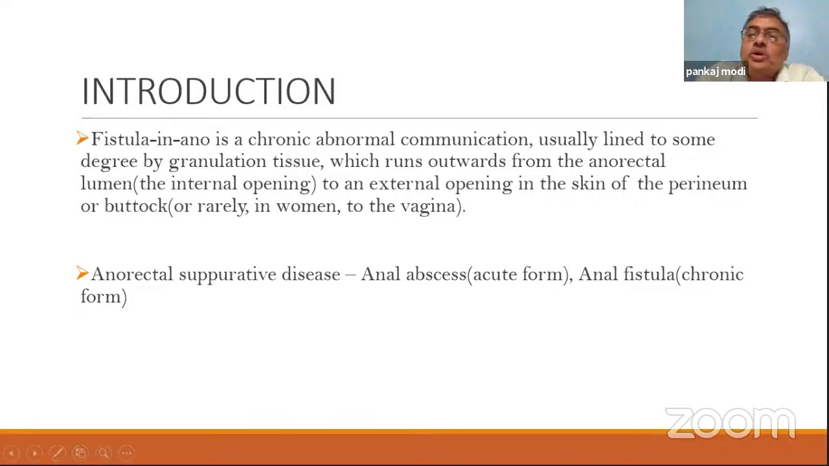When it is reverse, what do you call it? There is an external opening, but there is no internal opening. That is a sinus. Why is it important to discuss sinus in your fistula in ano? Because clinically when we see a patient, the most obvious sign is the presence of an external opening. But we have to see if there is an internal opening or not. If you don't find an internal opening, what will it mean? Sir, there might be an internal opening which we could not diagnose clinically.